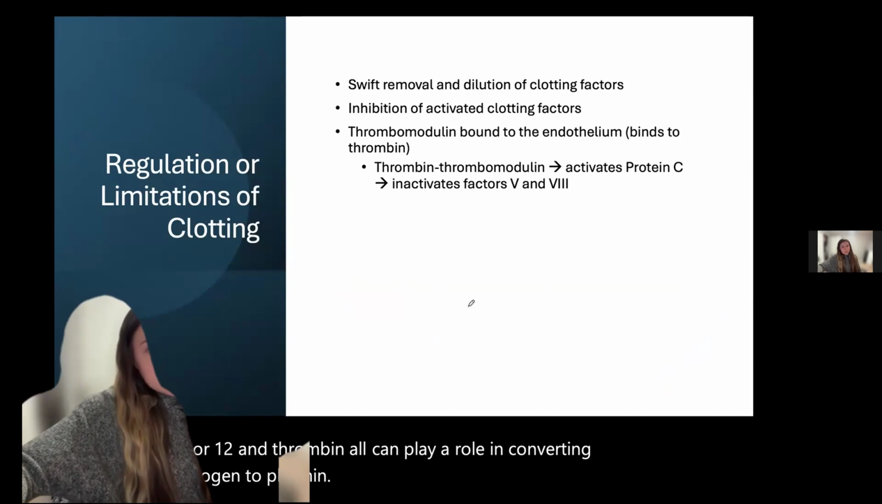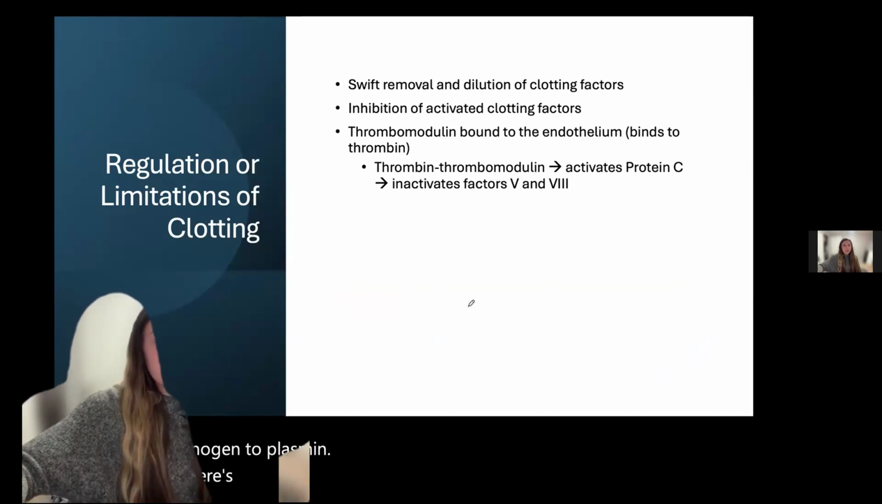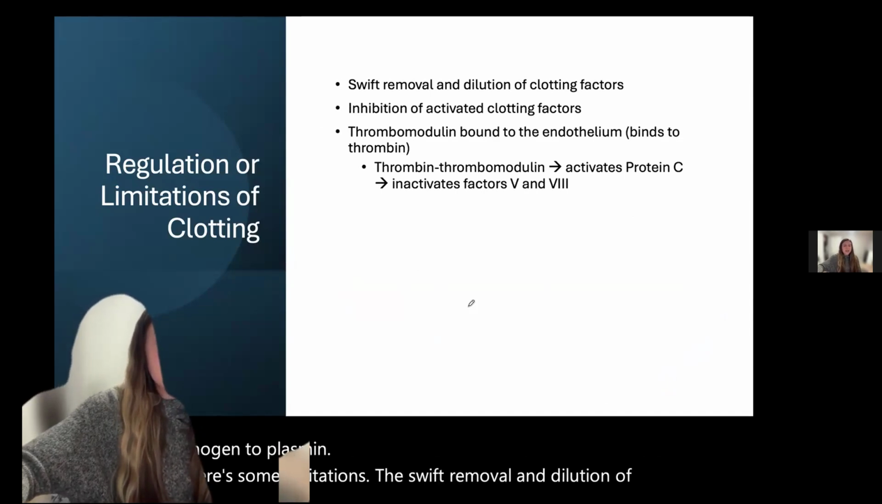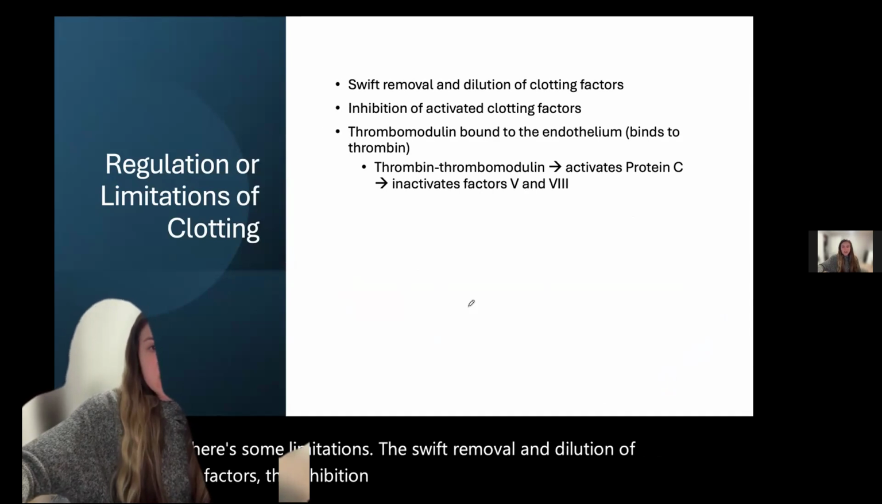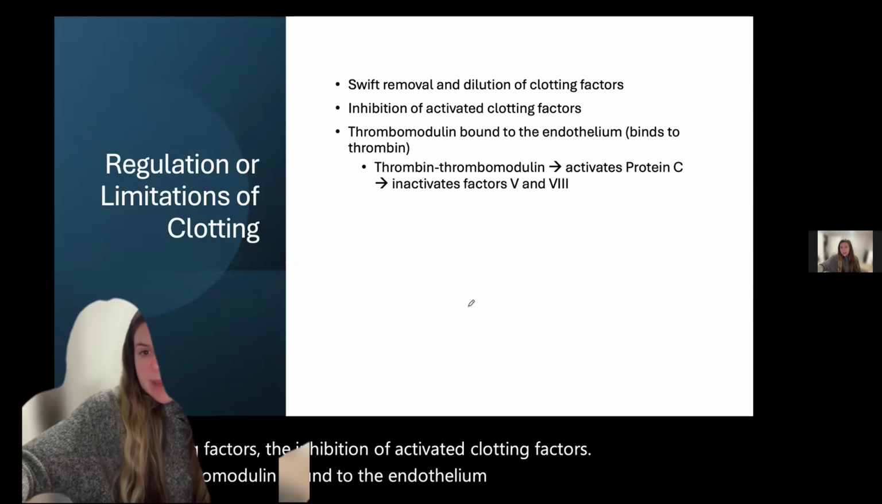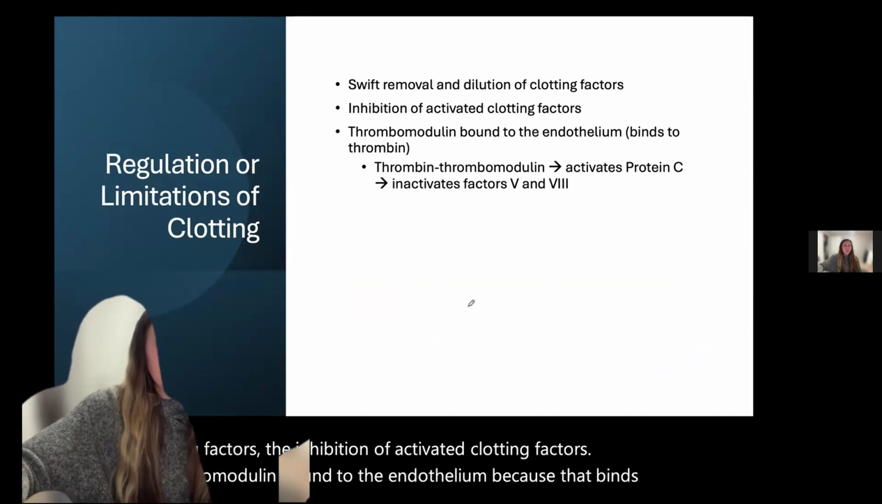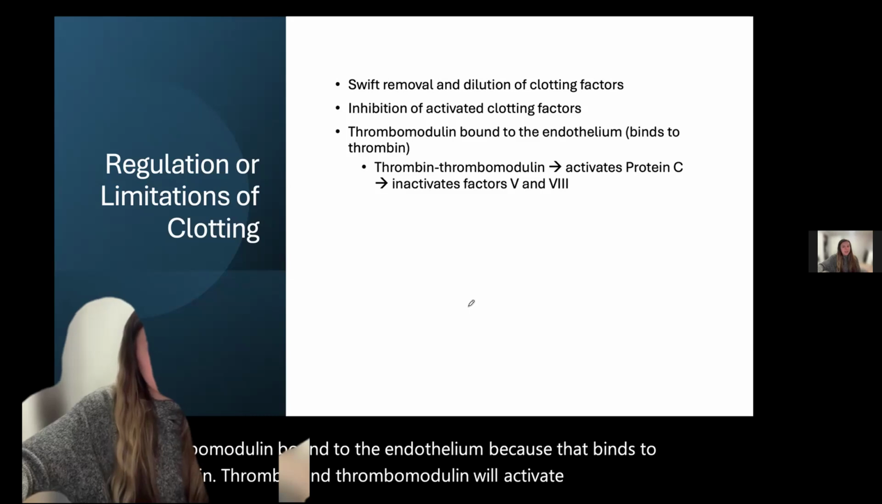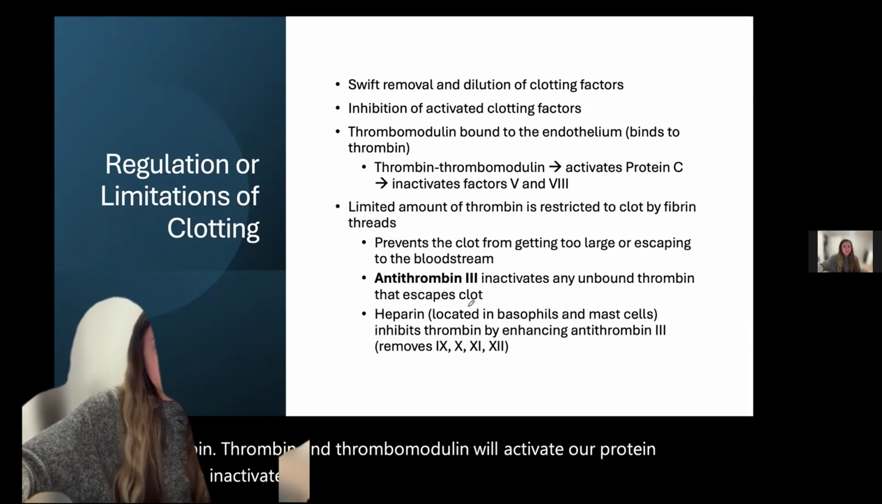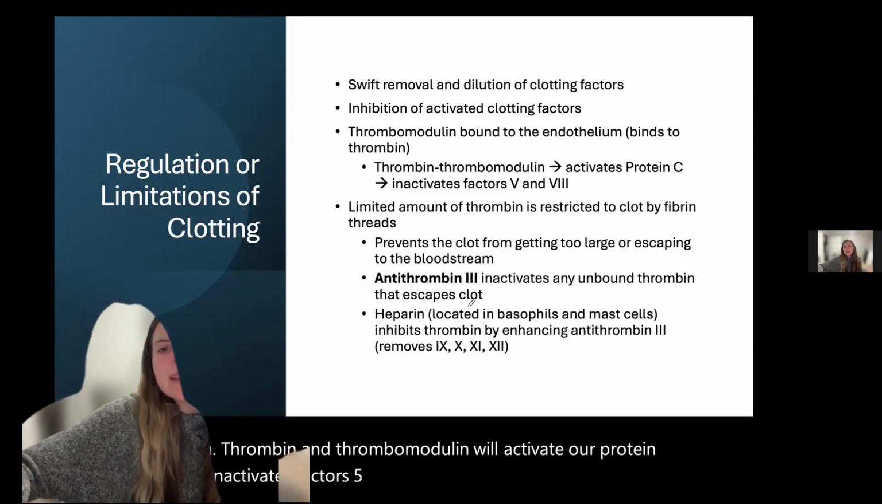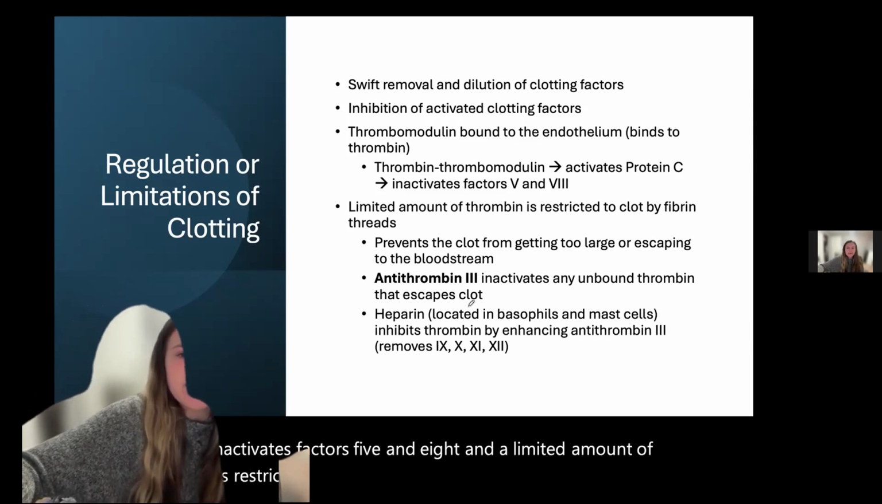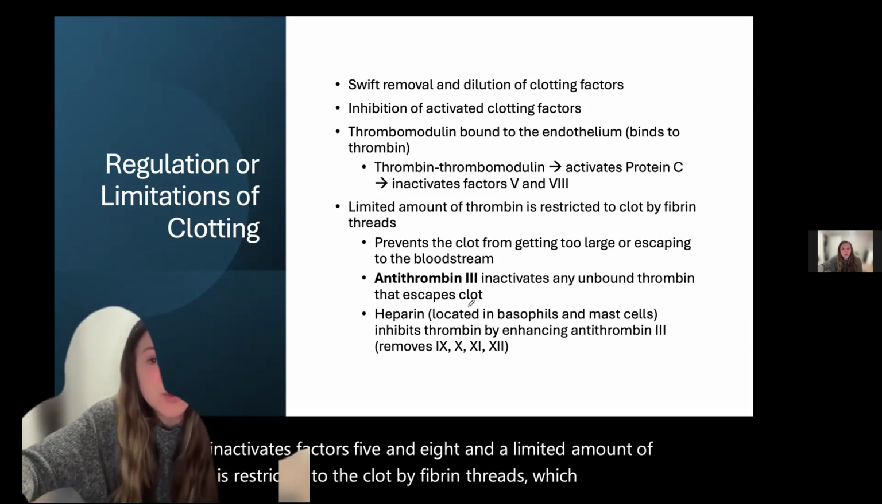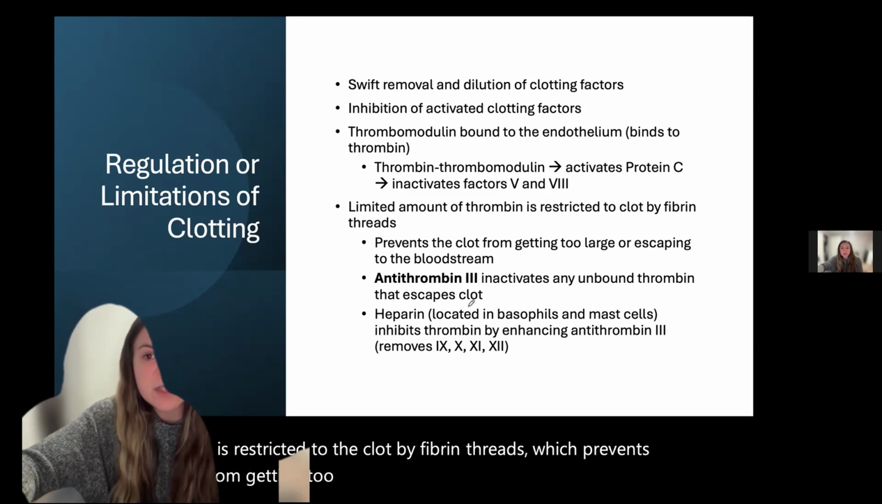Now, there are some limitations. The swift removal and dilution of clotting factors, the inhibition of activated clotting factors, thrombomodulin bound to the endothelium because that binds to thrombin. Thrombin and thrombomodulin will activate our protein C, which inactivates factors 5 and 8. And a limited amount of thrombin is restricted to the clot by fibrin threads, which prevents the clot from getting too big or from getting out into the bloodstream.